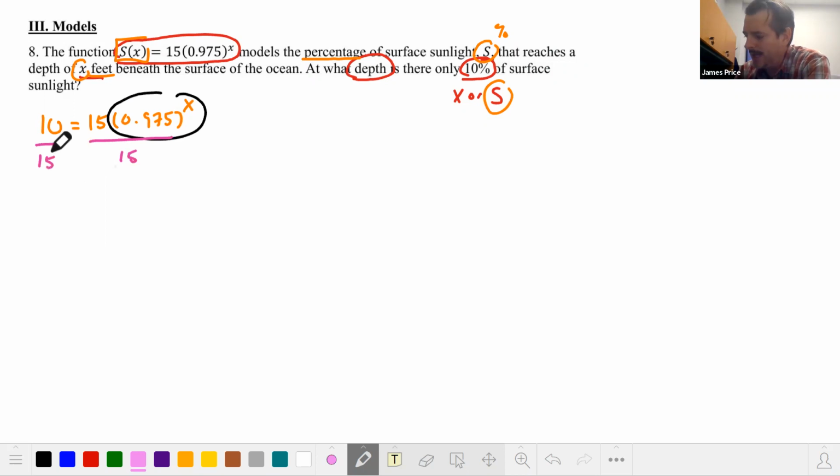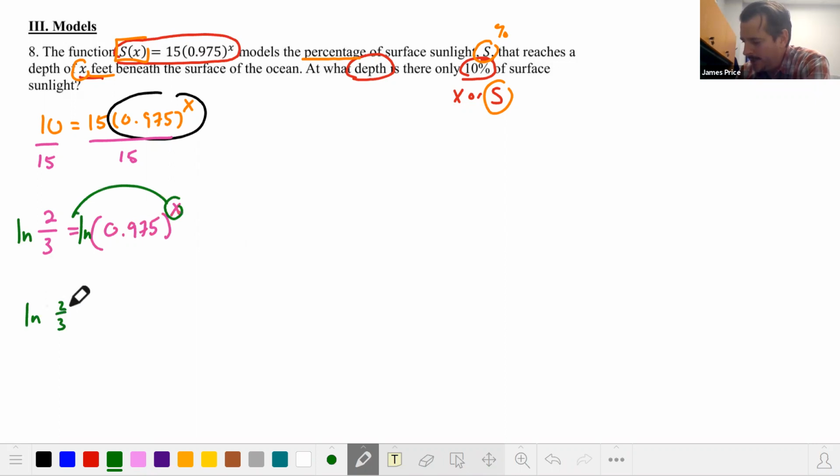And so 10 over 15 is actually 2/3. 5 goes into 10 2 times and 15 3 times. So it's 2 times 5, 3 times 5. And that's equal to then 0.975 to the x on the right side. And now I can simply ln both sides, and I'll bring that exponent down in front. And so I get ln of 2 over 3, maybe I'll put that in parentheses to collect it together, is equal to x ln of 0.975.